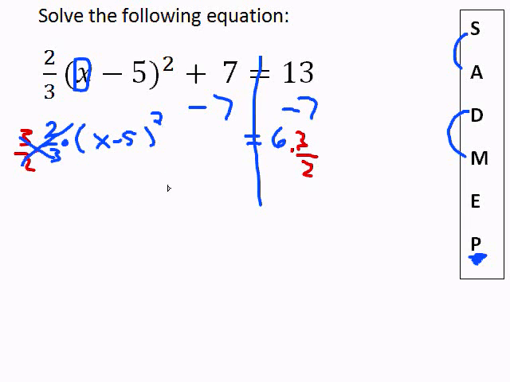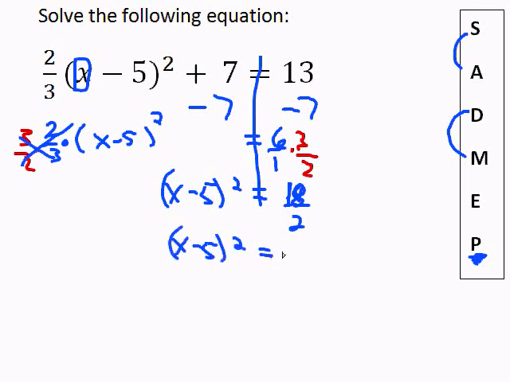leaving you with just (x minus 5) squared is equal to, you have to put the 6 over 1, multiply tops to tops and bottoms to bottoms. So it's equal to 18 over 2. That's an 8, by the way. So (x minus 5) squared is going to equal 18 over 2, which is 9.